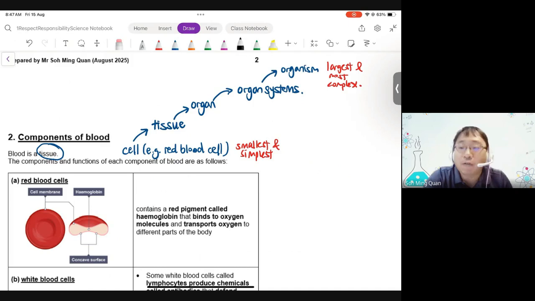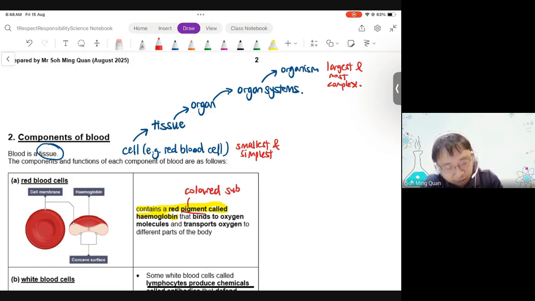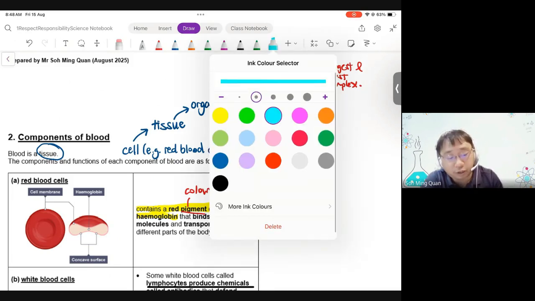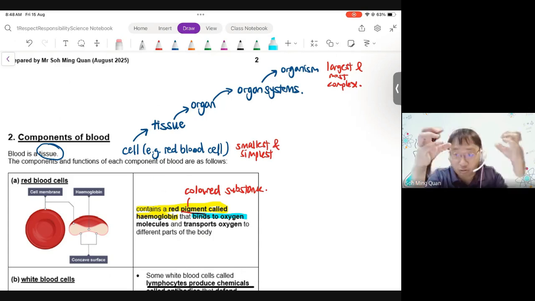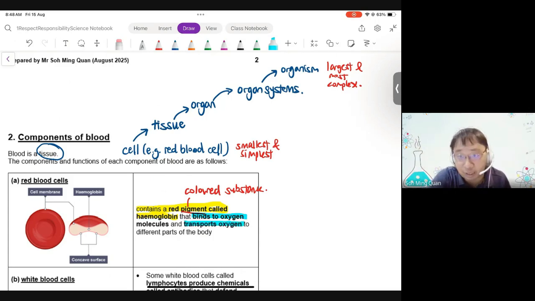All right. Now, red blood cells contain a red pigment called hemoglobin. So hemoglobin is a red colored pigment. Pigments are colored substances. All right. So pigment means colored substance. All right. Now, hemoglobin binds to oxygen. This is the most important function of hemoglobin. It binds to oxygen, it attaches itself to oxygen, and therefore it allows the red blood cells to transport oxygen to different parts of the body.